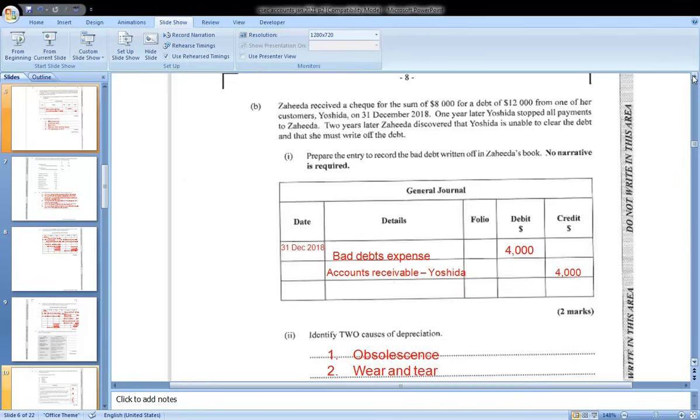So in our journal, this is how you would represent it. We have our date, the 31st of December 2018. Then our details would be bad debt expense, and that would be debited $4,000, right? Because we notice it says she received a check for 8,000 for a debt of 12,000, so there's a difference of $4,000. And then accounts receivable, Yoshida, would be credited $4,000. So that is how you would represent that in the general journal for 2 marks. And it says no narrative is required.